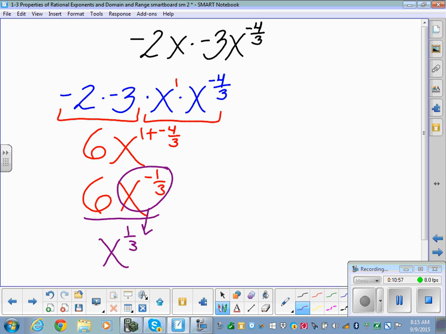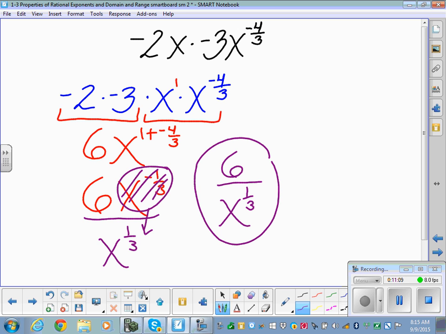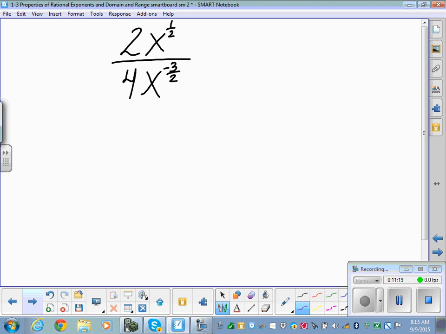Now don't forget when you do that, it's gone up here. So I'm going to go off to the side and write this a little bit prettier. That leaves me with 6 on top and then x to the positive 1/3 on the bottom. Questions on that? Are you sure? Okay, let's do another one. Couple more, then I'm going to set you free to work. Just a couple more, stay with me.